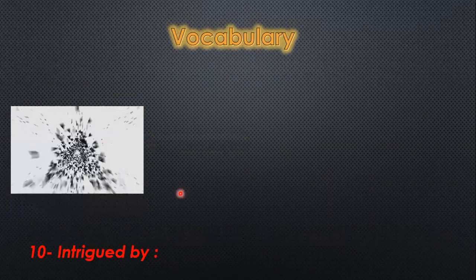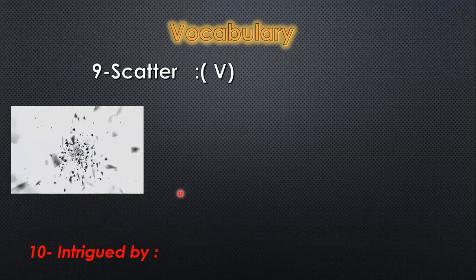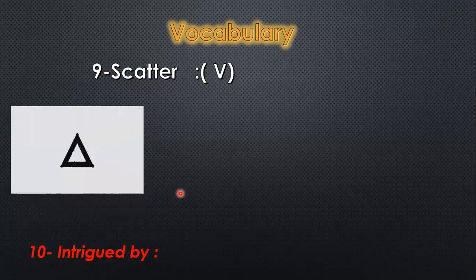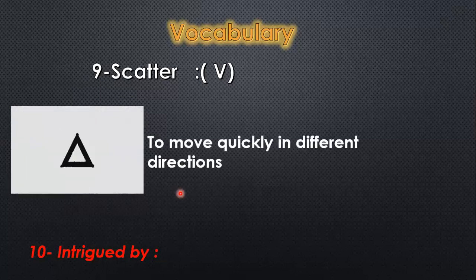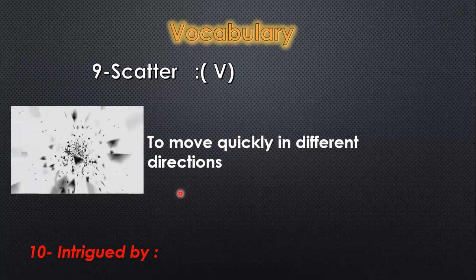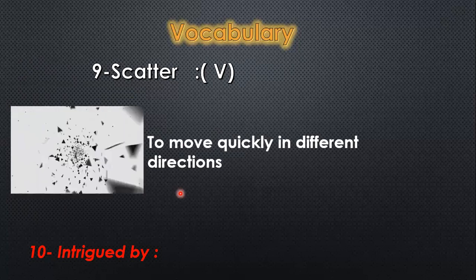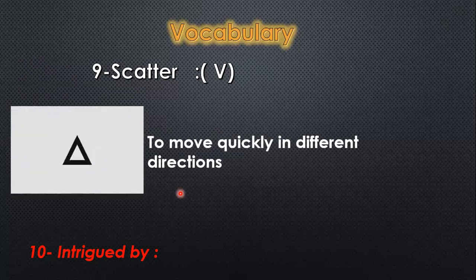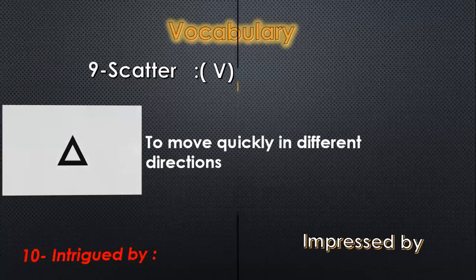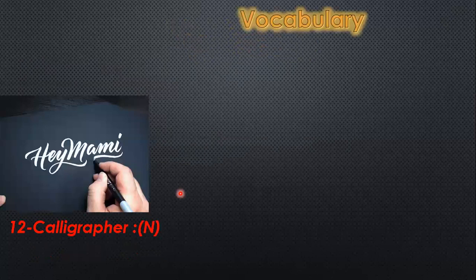Here, look at this verb, scatter. What do you mean by scatter? Look at the picture. So to move quickly in different directions. Again, يبعثر, to move quickly in different directions. This is the meaning of the verb scatter. When I say I am intrigued by your achievement, what do you mean by intrigued by? Excellent, it means impressed by, معجب به.